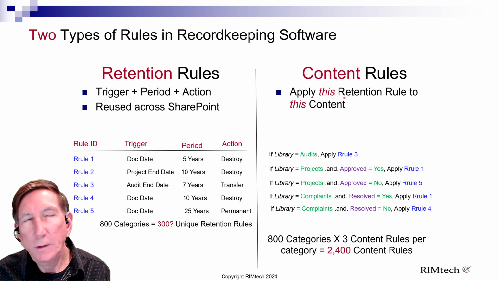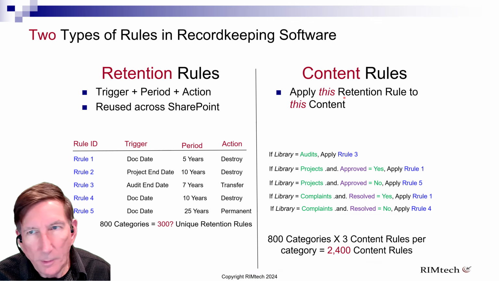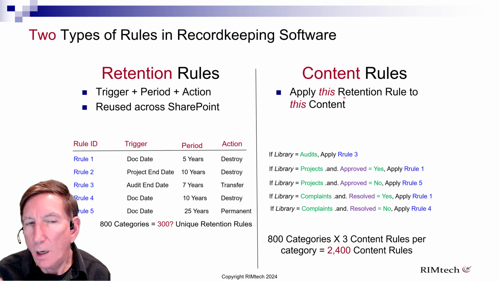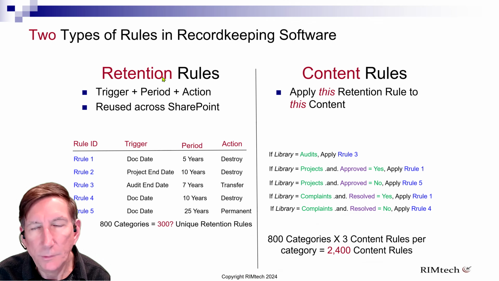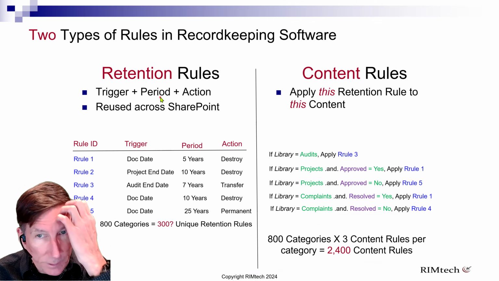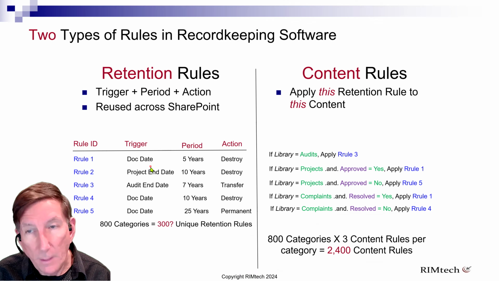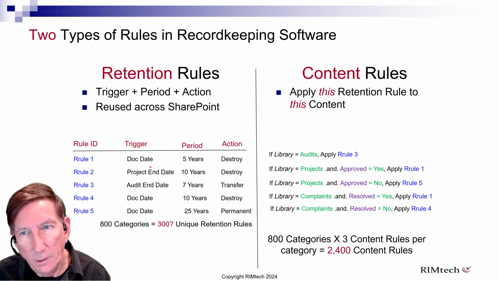So what do these retention rules look like? Well, here are some examples. Remember, there are 5 products. They all have not one, but 2 sets of rules. On the left, retention rules. On the right, content rules. What's the difference? Well, retention rules are simple. 3 parts: a trigger, a period, and an action.